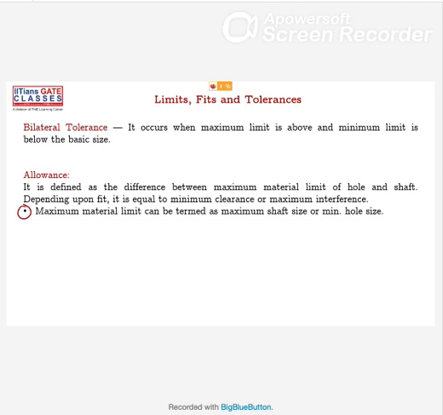Yes, the material is maximum because if you have maximum shaft, maximum diameter is required. For minimum hole, you have to have more material. That's the reason why it is called maximum material limit. So the difference between the maximum material limit of hole and shaft, depending upon fit, is equal to the minimum clearance or maximum interference. This clearance and interference we'll discuss in the coming slides. Let's discuss the maximum shaft size.